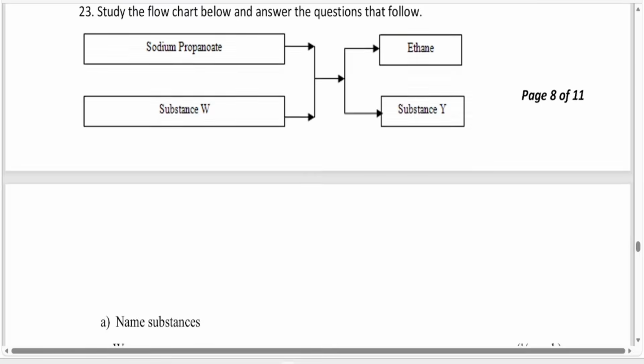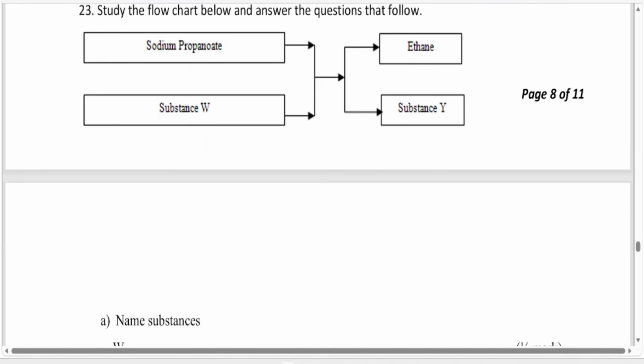Question number 23. Study the flow chart below and answer the questions that follow. We have sodium propanoate and we have substance W. And when these two react, we expect them to give us a then and another substance Y. Students, we need to understand that this is basically preparation of alkanes. And we know that we prepare alkanes by reacting soda lime with an appropriate metal alkanoate or sodium alkanoate.